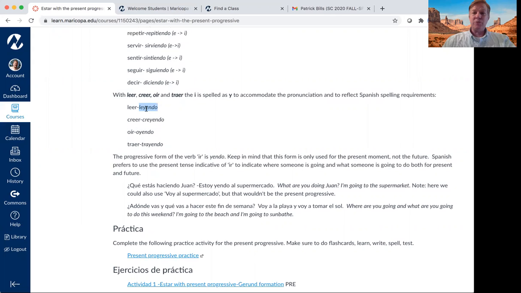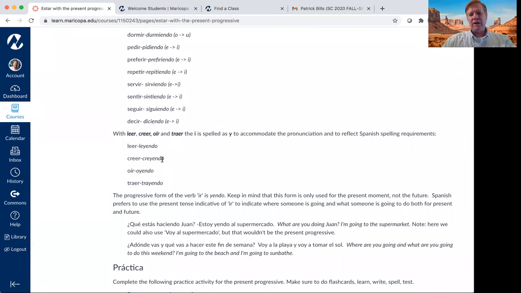Sounds the same as if I wrote it with an I, leyendo. But the Spanish spelling rules tell us that if we have an unaccented I between two vowels, it must be spelled as a Y. This facilitates the pronunciation and the reading as well. Creer, creyendo. Oír, oyendo. Traer, trayendo, etc.